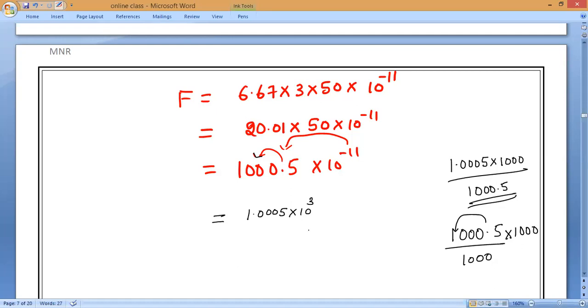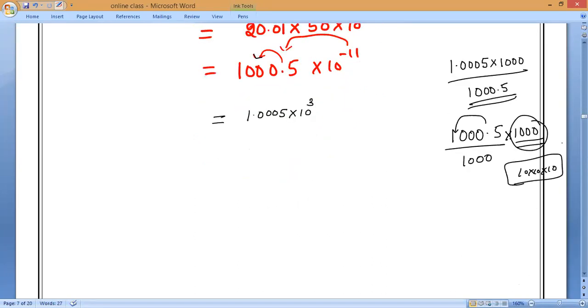Actually, I should not say this, it is 9th class, but still I have to say. I am multiplying 1000.5 with 1000 divided by 1000. You understand, everyone? Now, 1000 means how can I write it? Can I write it as 10 into 10 into 10? Is it right or wrong? So 10 into 10 into 10 means 10 power 3.